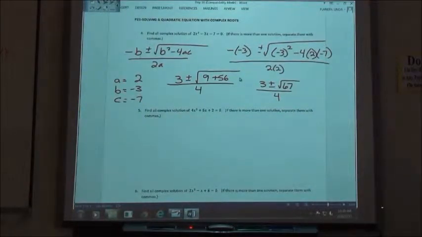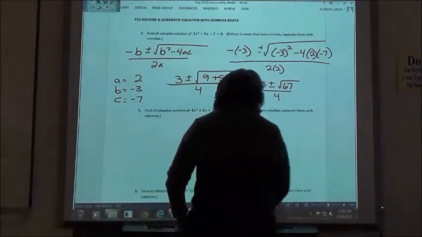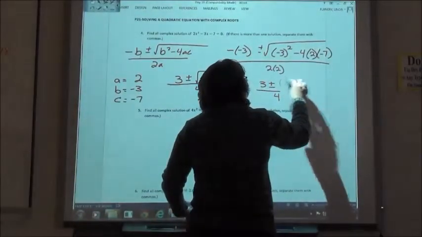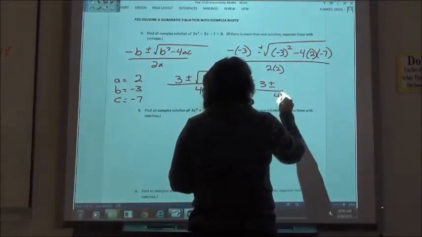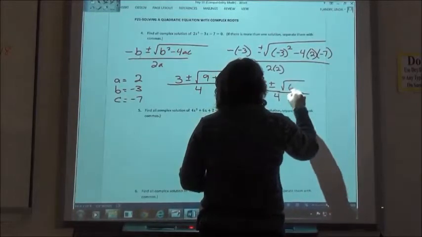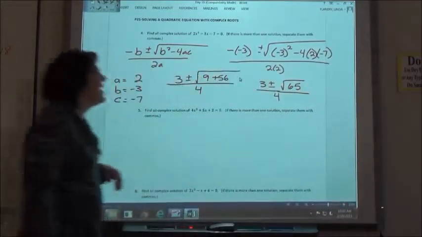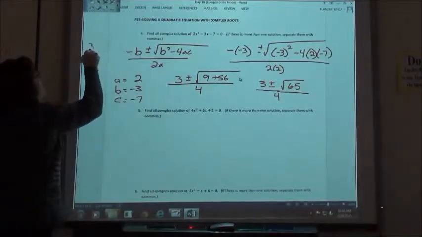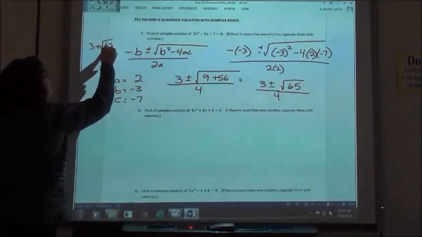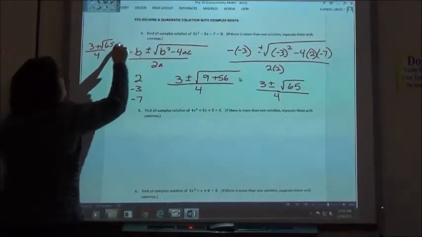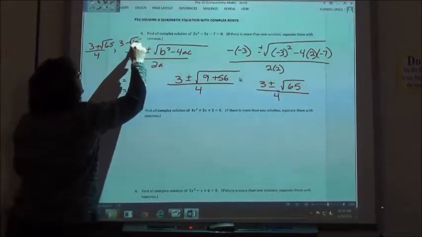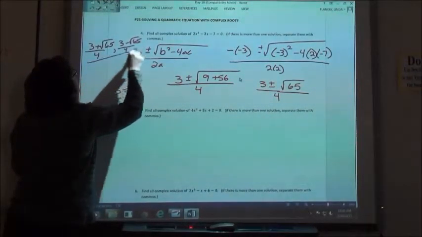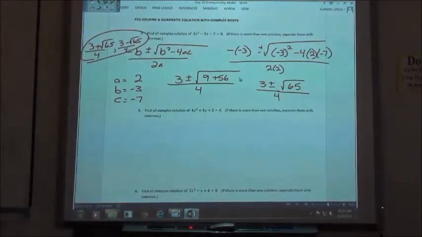I didn't add that right, did I? That's 65. How about I learn to add? I'm already thinking ahead. So again on that one, comes out normal, and some of them will come out normal. I'm just going to do my 2 separate answers. 3 plus the square root of 65 over 4, and 3 minus the square root of 65 over 4.